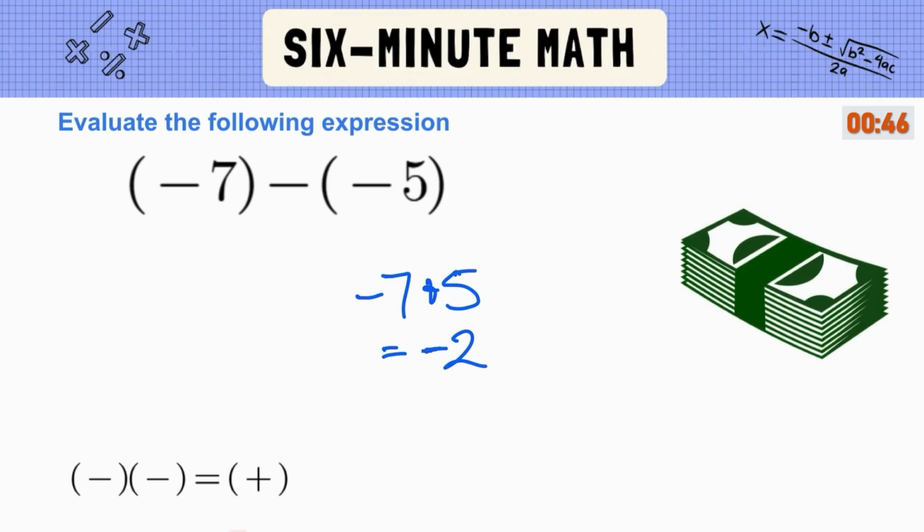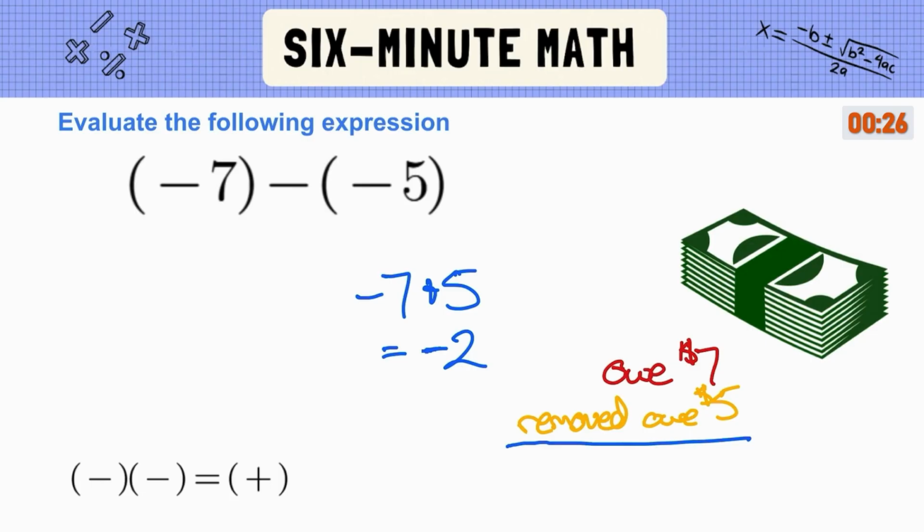With money again, if I were to owe someone $7 and they removed the fact that I owed them 5, how much would I still owe them? Well, I would still owe $2 or negative 2.